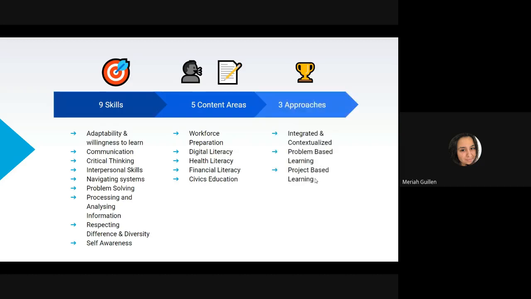And then the last thing that they focus on is the 3 approaches, which are integrated and contextualized approaches, problem-based learning, and project-based learning. With these 3 approaches, they found that it was more effective to do something bigger than simply taking a test. These were things that would help to apply these skills in certain content areas in order to show progress or a wider understanding of the world around them. So it really does have this 9-5-3 structure: 9 skills, 5 content areas, and 3 approaches.